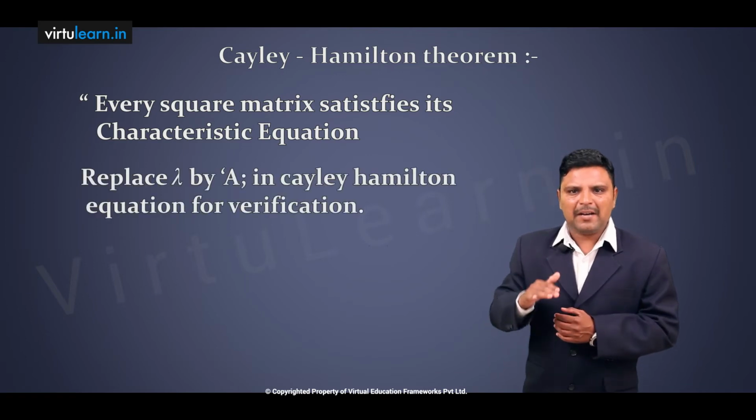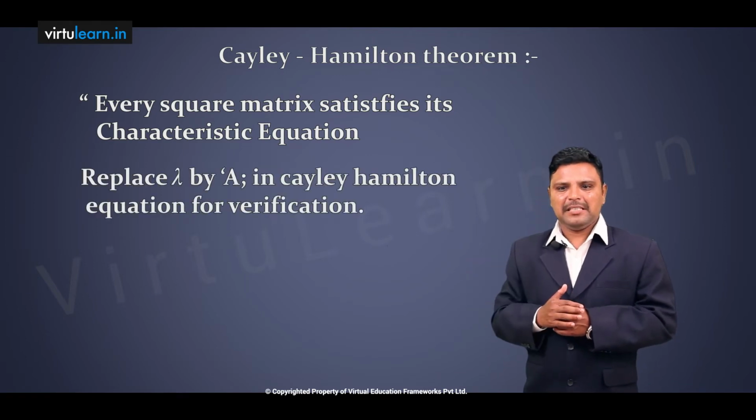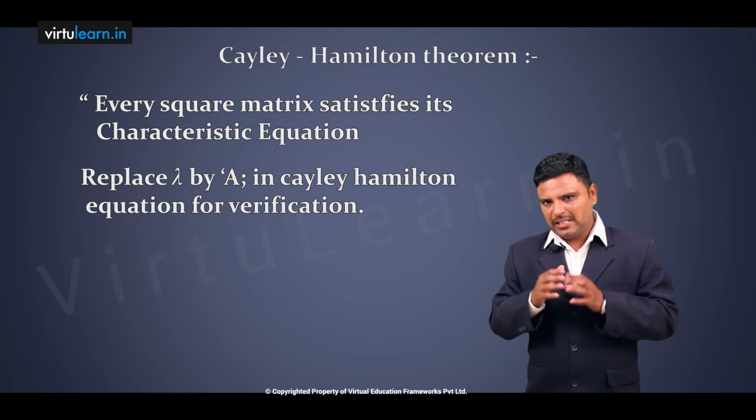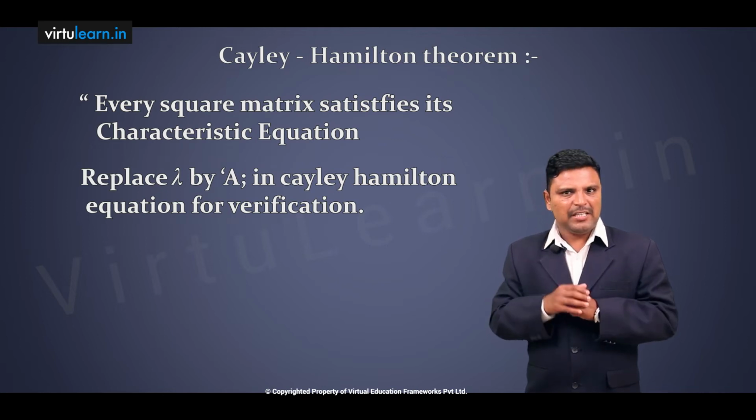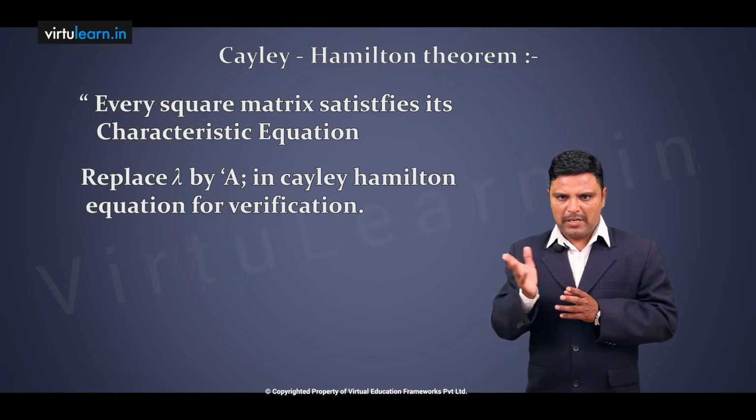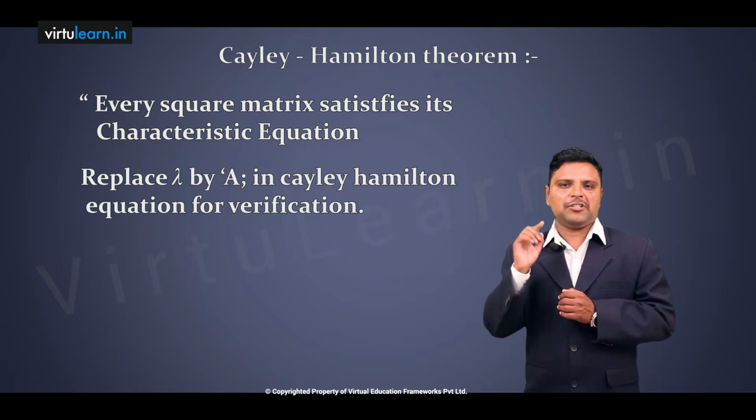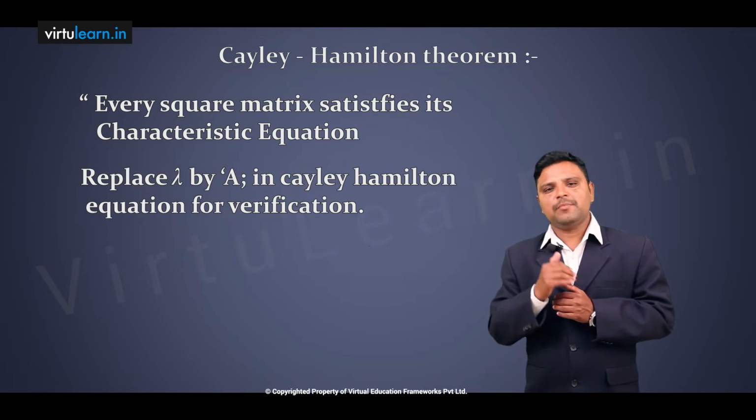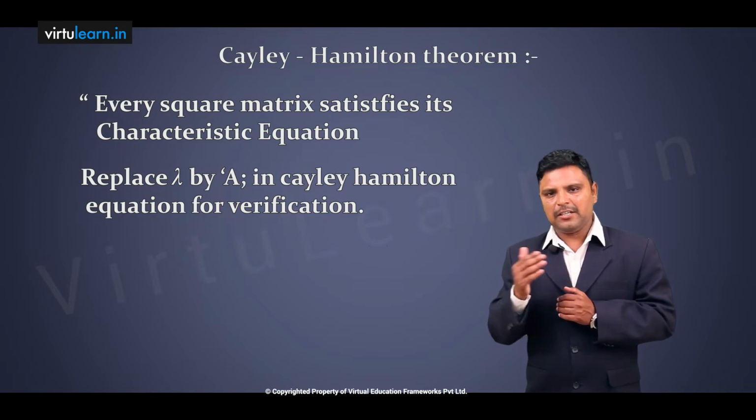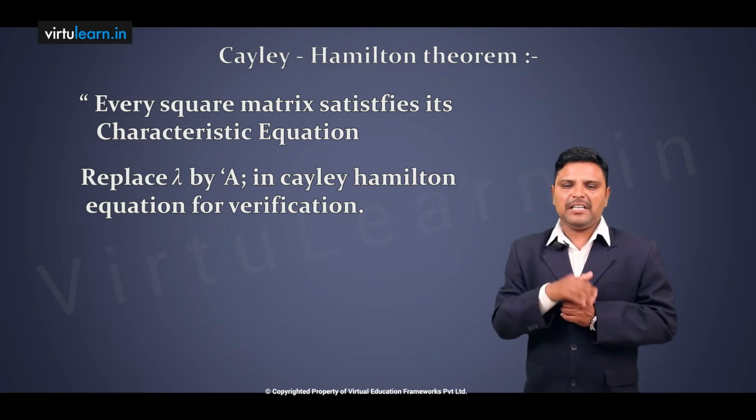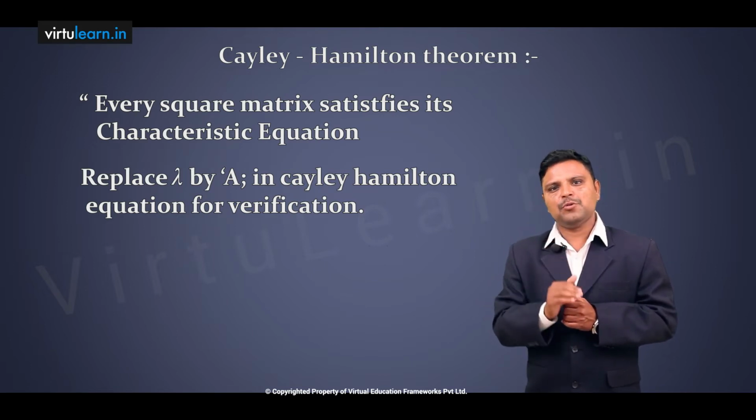Replace lambda by capital A in that characteristic equation for verification. Then how to do that verification I will explain now. Once again, every square matrix satisfies its characteristic equation means first you calculate the characteristic equation of A, the determinant of A minus lambda equal to 0 in terms of lambda, and replace lambda by that matrix A. Wherever lambda is there, simply substitute A in place of lambda.